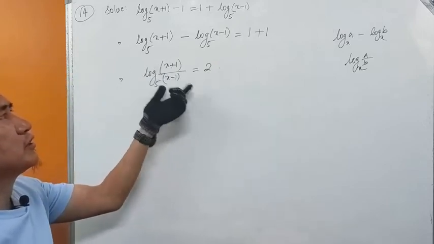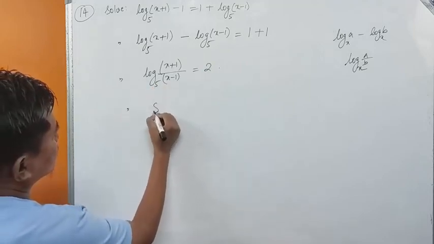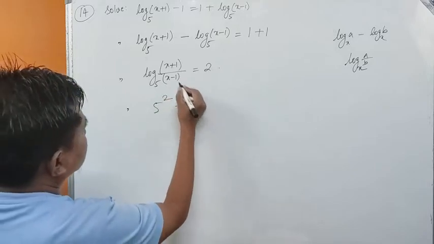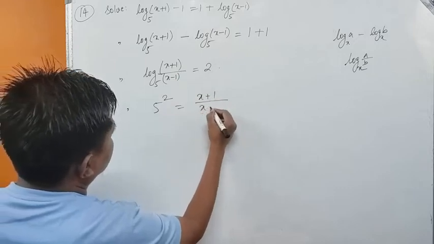Now this is a logarithmic equation. Let us convert this equation to exponential form to find the value of x. So base is 5, so base we write here like this, and this 2 comes here as power, equals x plus 1 upon x minus 1 goes to the right hand side.